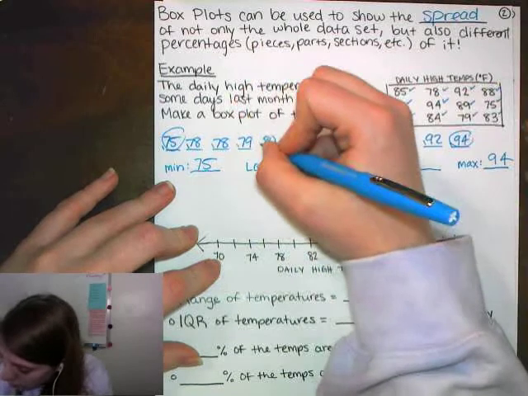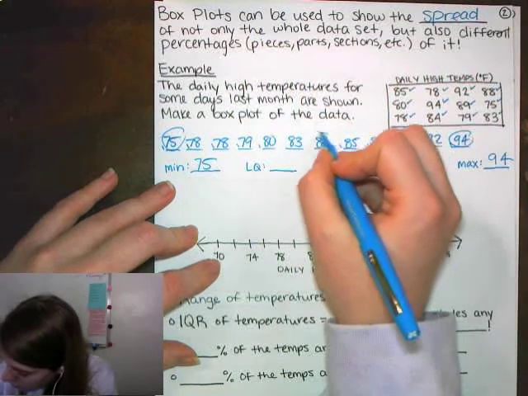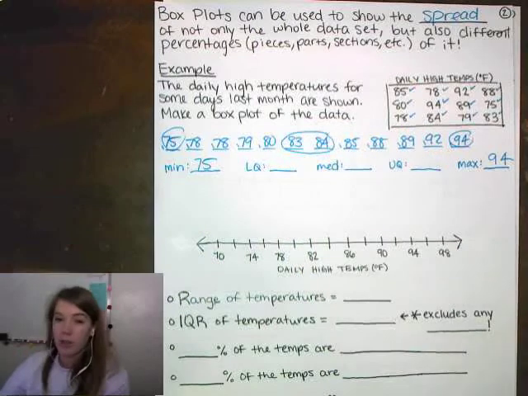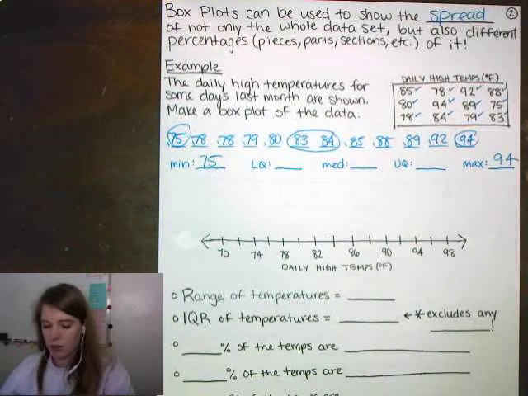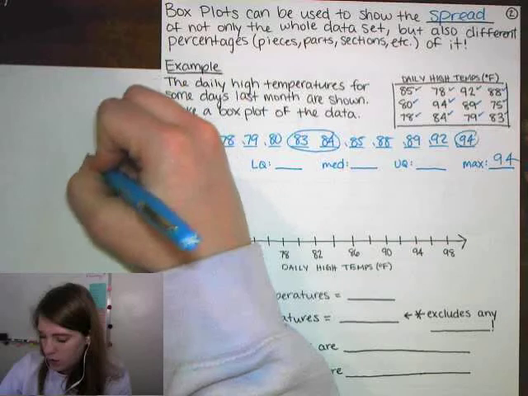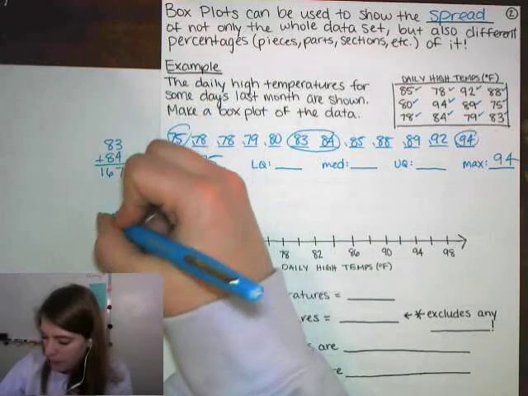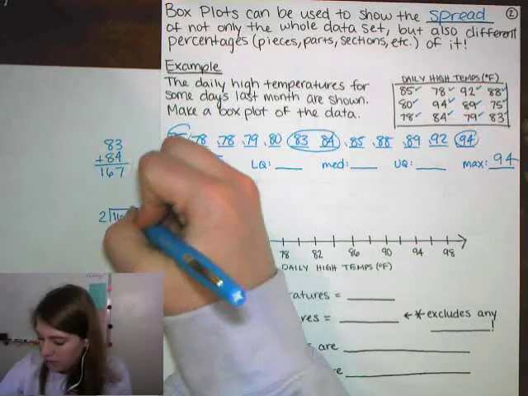Spice it up. 1, 2, 1, 2. There we go. All right. Our 2 middle values are 83 and 84. So if you want, we can add and divide, but I hope you know what number is going to be right in between those 2 numbers.